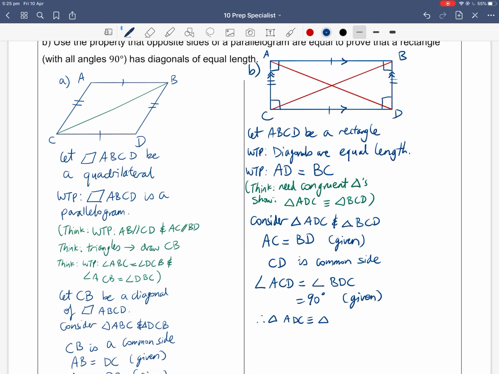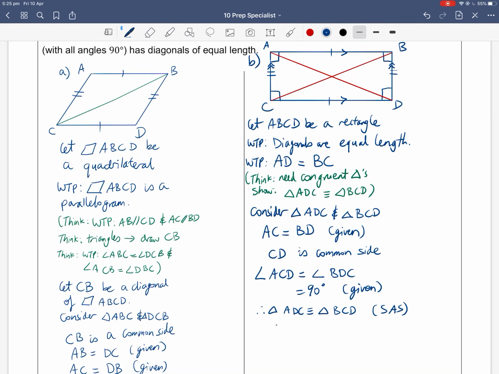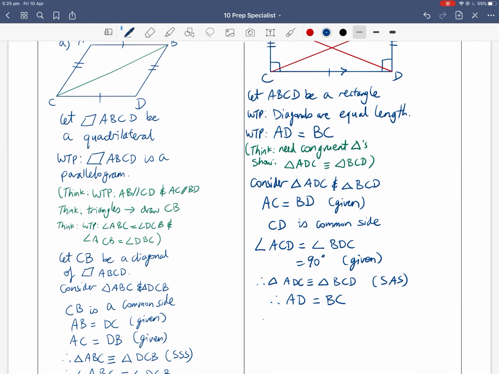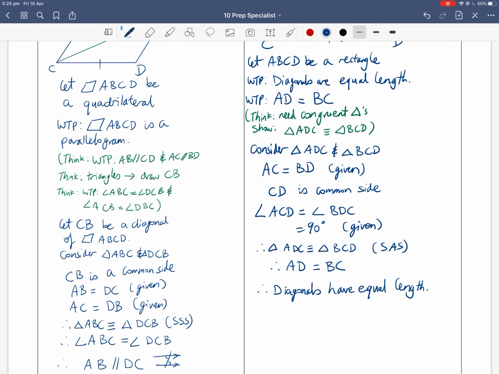Triangle ADC is congruent to triangle BCD because of side, angle, side. Because of congruence, therefore my two sides, AD is the same as BC. So therefore the diagonals have equal length. And we've reached our goal. So let's finish off with a sentence of what we wanted to prove, which is therefore rectangles, which are a special case of a parallelogram, have diagonals of equal length.